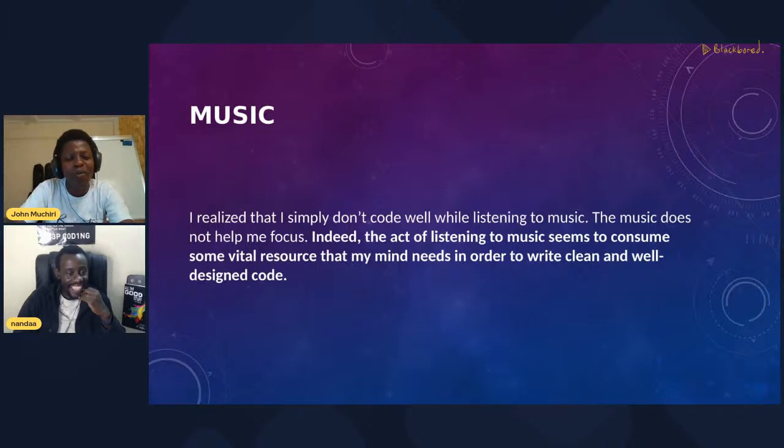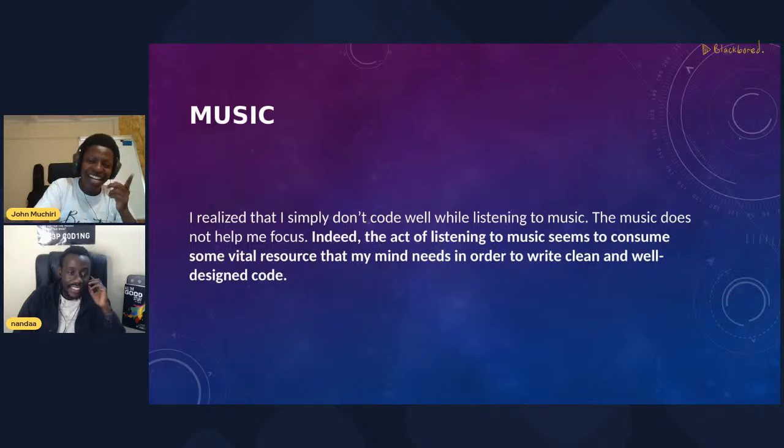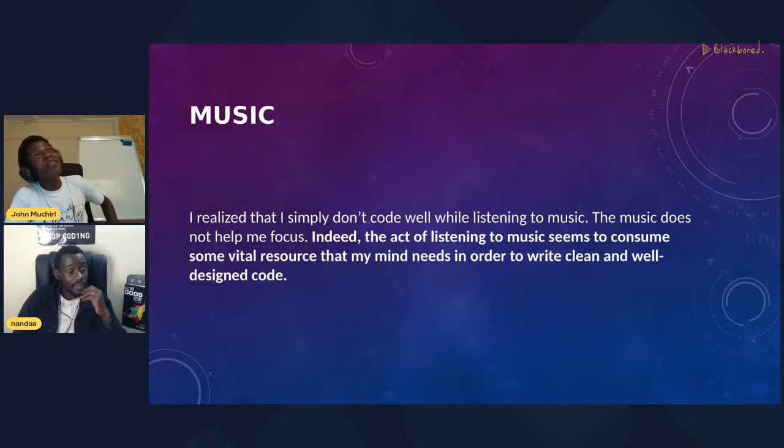What about music? The writer is saying that simply coding while listening to music does not help him focus. Indeed, he said that sometimes he was coding and listening to music, and then when he went back to some of the comments, he had written some lyrics, or rather the words of that song.